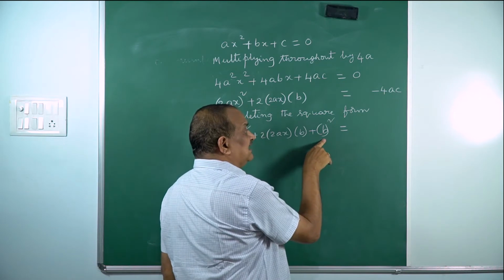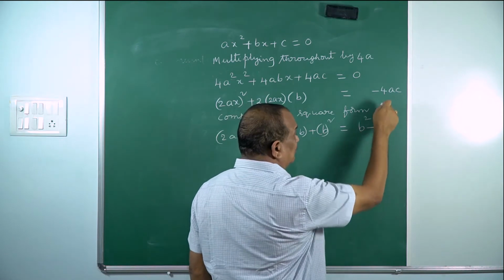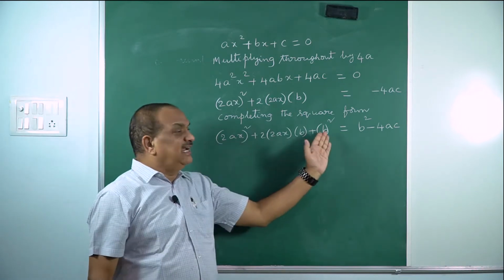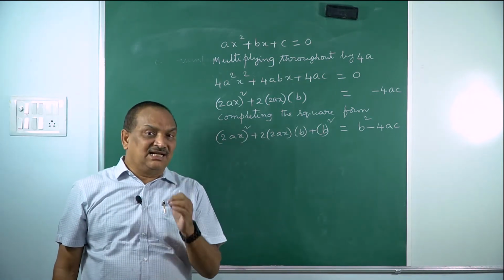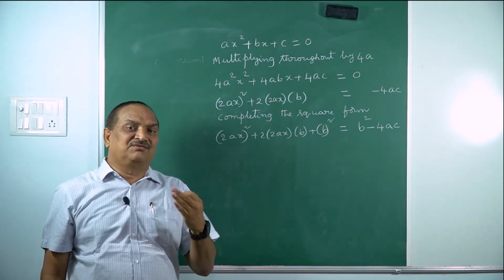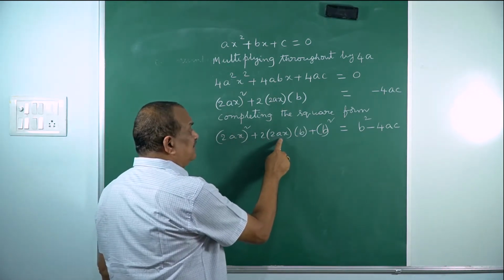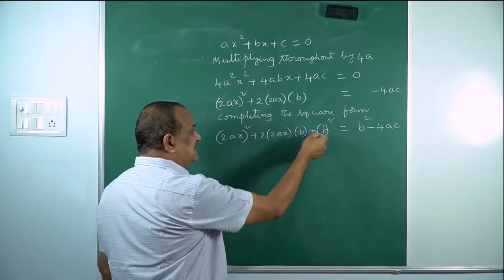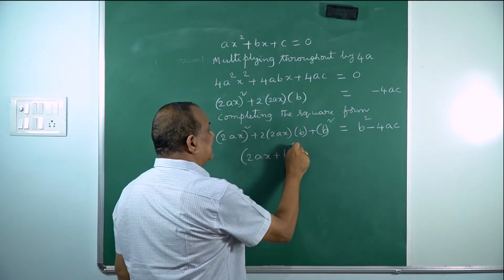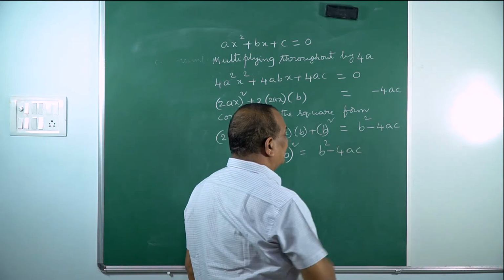And I can't add on the left side only. If I don't do that, it can be simple b square. Either this or this, both are same. Of course, minus 4ac. So the left hand side, whatever we have, is in the shape of a perfect square. That is what we mean by method of completion of squares. We completed it: p square plus 2pq plus q square is nothing but p plus q whole square. So 2ax plus b whole square, and the other side I have b square minus 4ac.